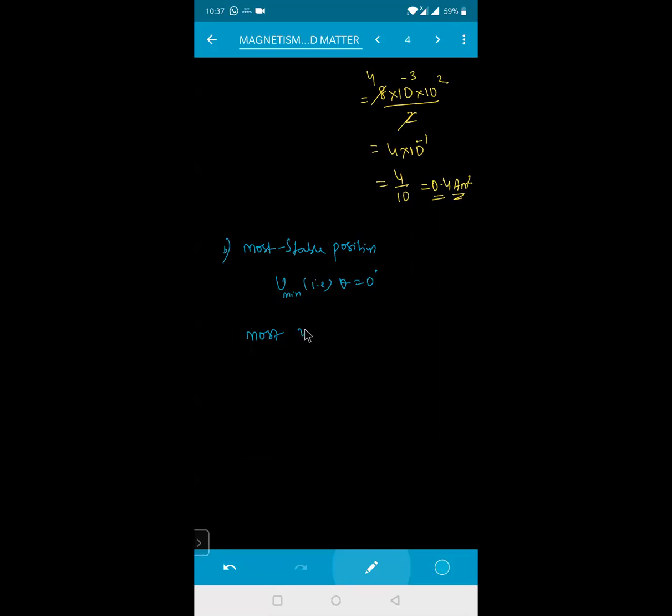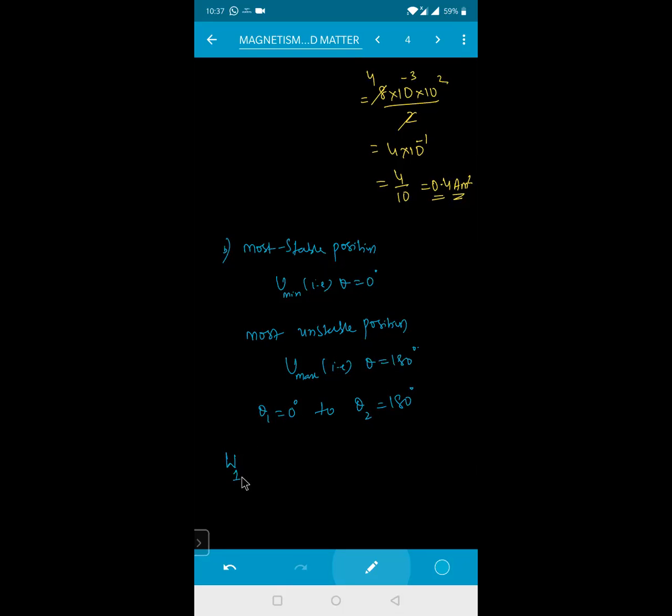Most unstable position means U is maxima. That is at what angle? Theta is equal to 180 degrees. That means from theta 1 equal to 0 degrees, we are rotating it to theta 2 equal to 180 degrees. Most stable position to most unstable position, theta 1 should be equal to 0, theta 2 must be equal to 180 degrees.